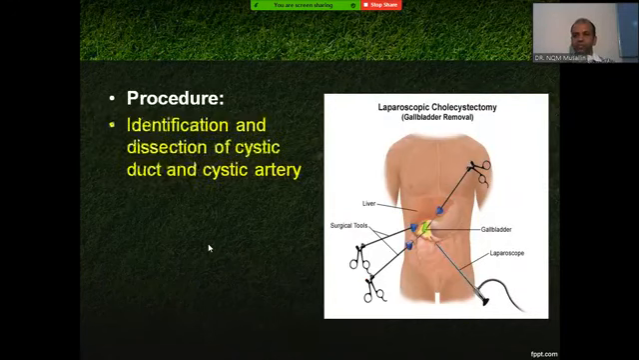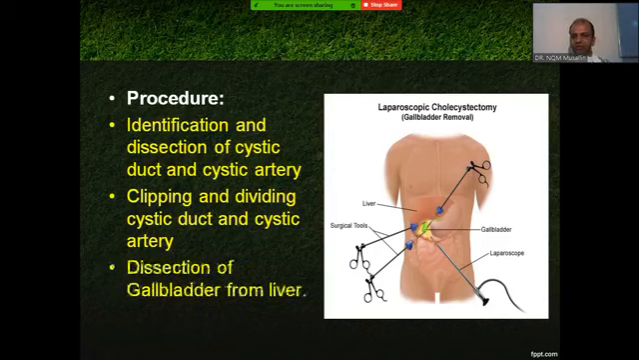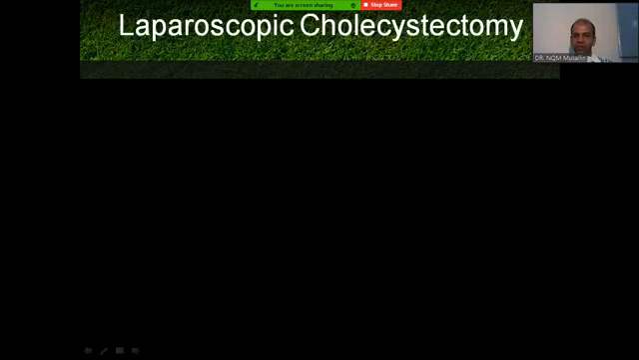And the procedure is like the open procedure: identification and dissection of the cystic duct and cystic artery, clipping and dividing the cystic duct and cystic artery, and finally dissection of the gallbladder from the liver and extraction of the gallbladder from the abdominal cavity.